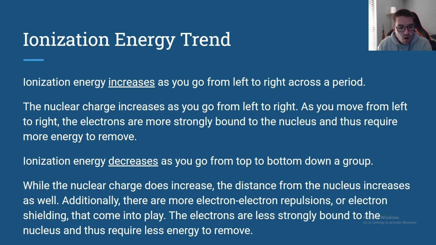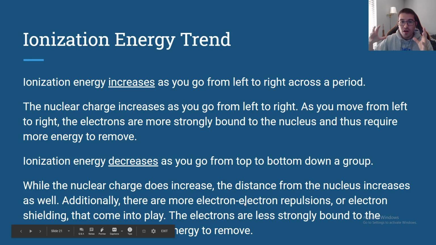While the nuclear charge does increase, so you do have more and more protons as you go down, you're also getting further and further from the nucleus. Remember that r squared term in Coulomb's law? As an electron gets further and further away from the nucleus, the amount of force that it feels goes down. Additionally, there are many more electron-electron repulsions to worry about as an atom gets larger and larger.